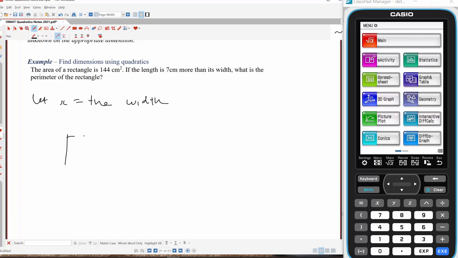Right, let's draw our rectangle. And here is the length, it is x plus 7. Here is the width, it is x. So x is the width, and the length is 7 more than its width. So the area of the rectangle is 144 centimeters squared. What is the perimeter? Okay, so what we'll say is area equals length times width. The area is 144 equals x multiplied by x plus 7.